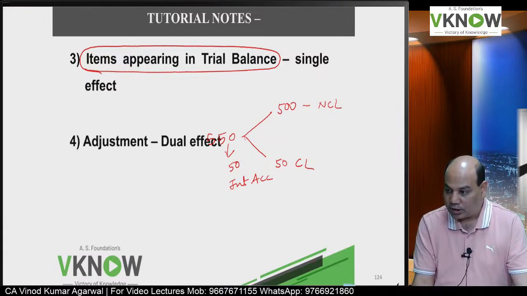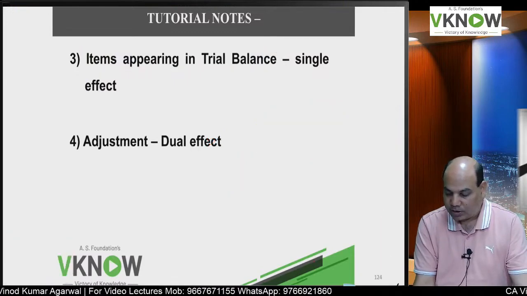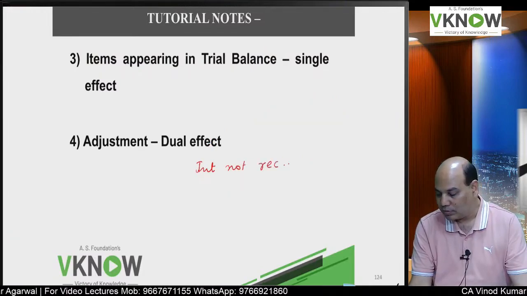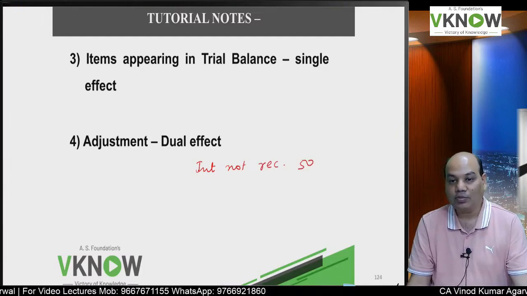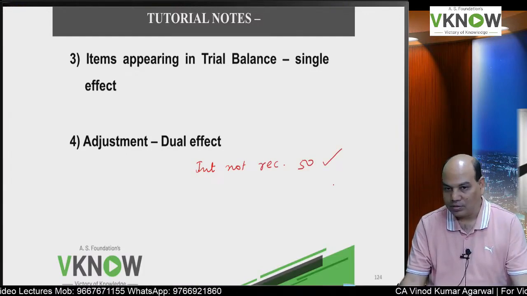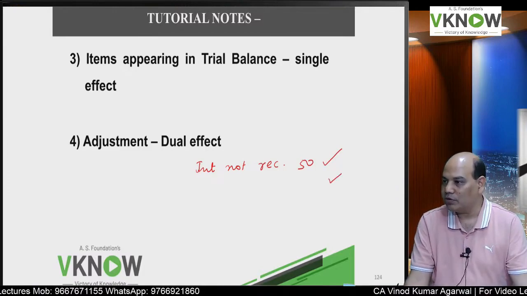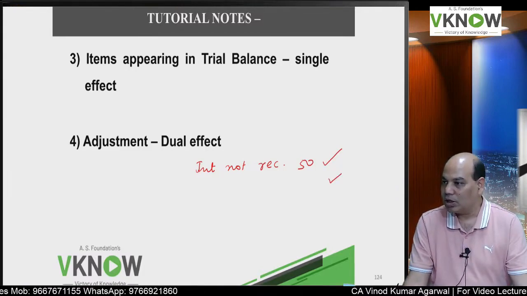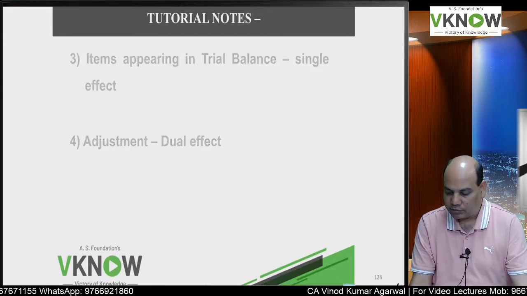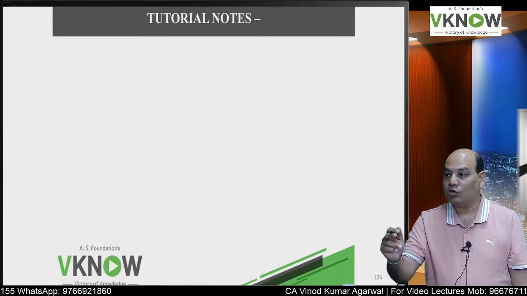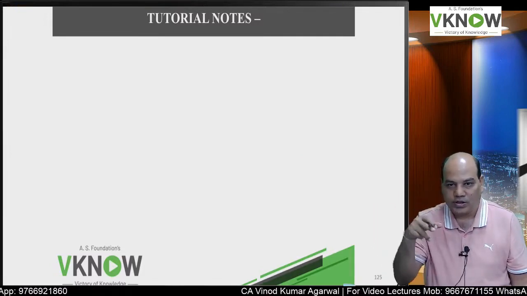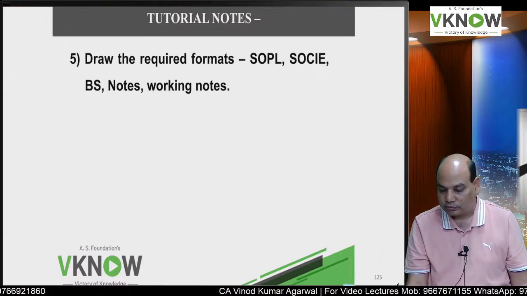But if you are given adjustment, like same adjustment, interest not recorded 50, then it will have double effect. One will go to P&L account, financial expense, and one will go to balance sheet, current liability, other financial liability. So adjustments will have double effect. If entry has already been passed in the trial balance, remember single effect. Only you have to adjust the numbers at two places.